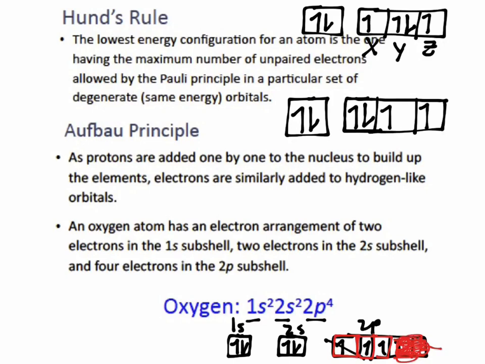Hund's rule applies alongside the Aufbau principle once you get into subshells with more orbitals, like once you get into p. So the two work together. Now, technically, these are supposed to have a third arrow if I was doing oxygen, but yeah, like that.